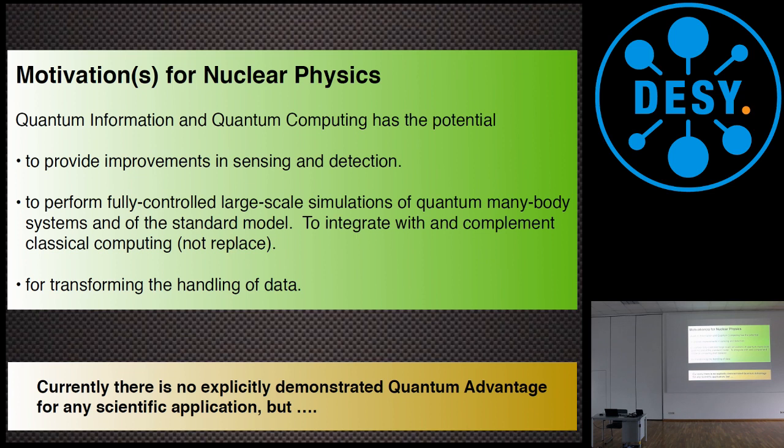The quantum device is complementary to classical computing, allowing you to address the problems that classical computing struggles with, particularly these finite density and time evolution problems. It's also expected to transform how one handles data. And it's important to keep in mind that there's no explicitly demonstrated quantum advantage yet for any scientific application. There are theoretical proofs and theoretical estimates, as I showed you on previous slides, but when it comes to the hardware, getting onto an actual device, there's no explicitly demonstrated quantum advantage.